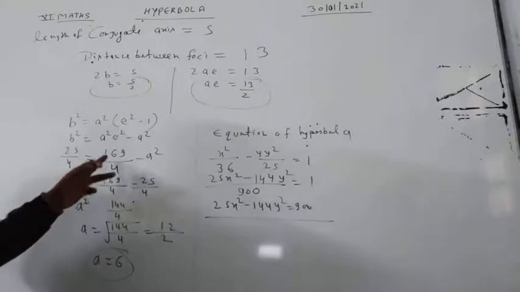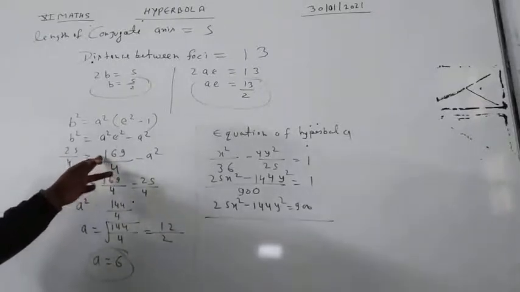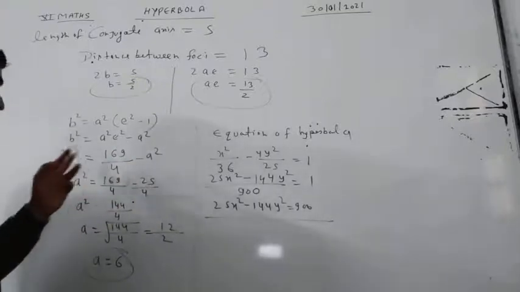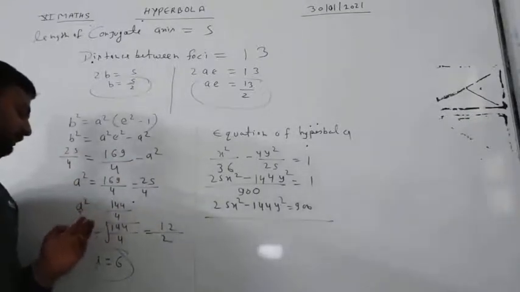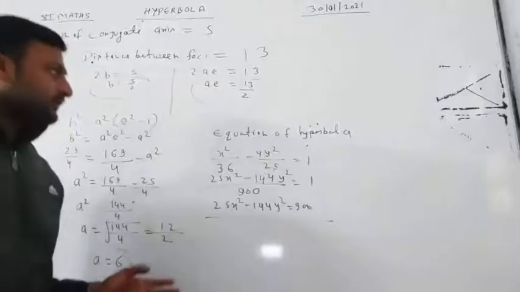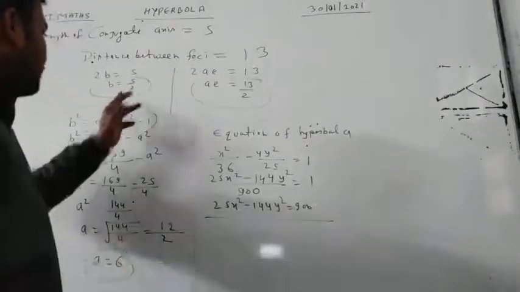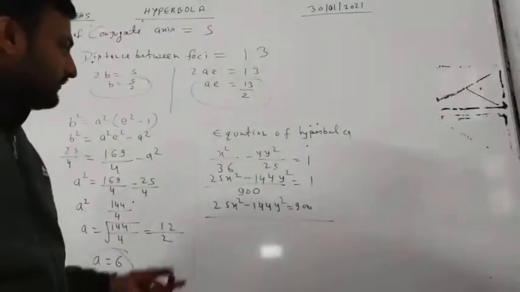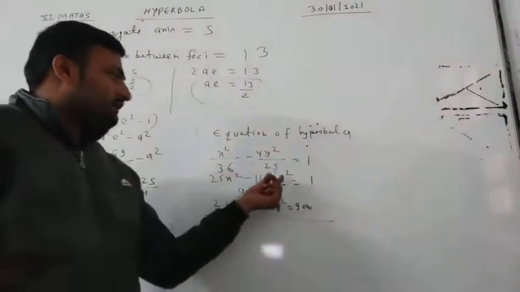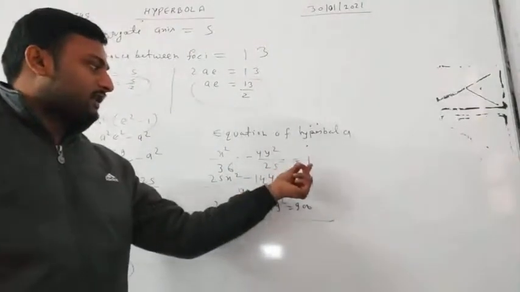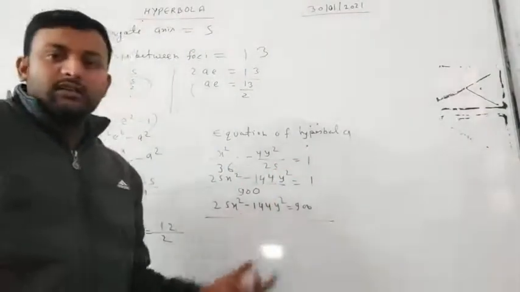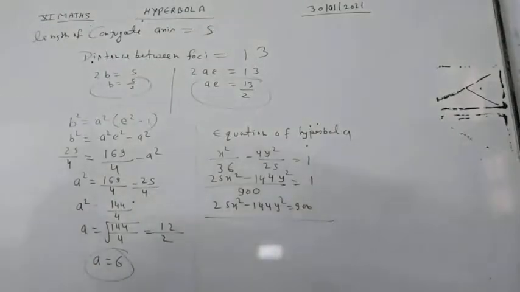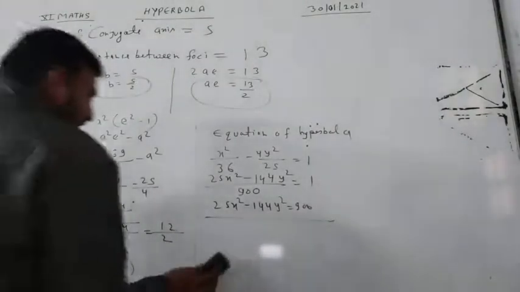So this is 25 by 4, and this term is 169 by 4 minus a square. So when we transpose it, we get the value of a, which is equal to 6, and we have found out our a and b. Now we can find out the equation of hyperbola easily, which is x square by a square minus y square by b square is equal to 1. When we substitute, we get the result. Okay students, I hope you understand students. Now we move to next question students.